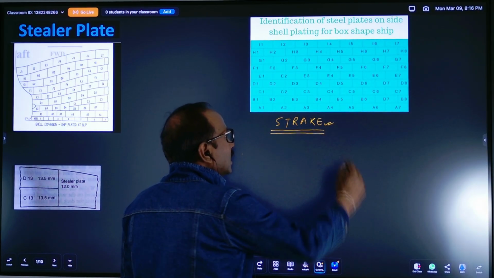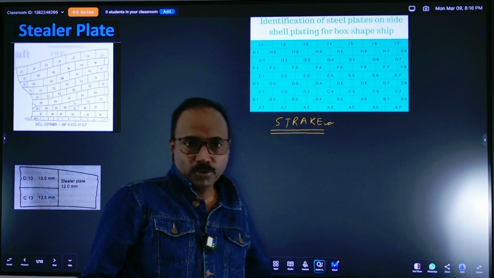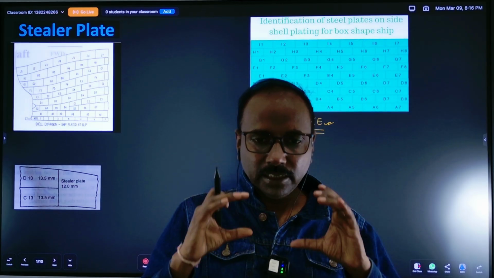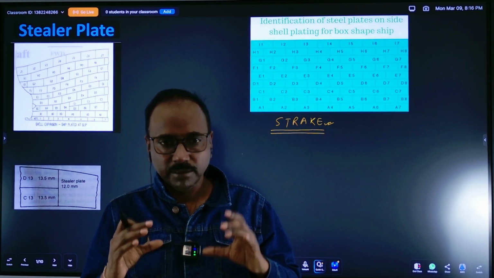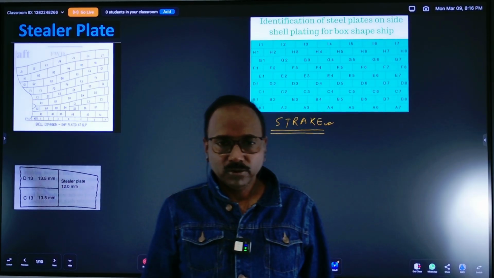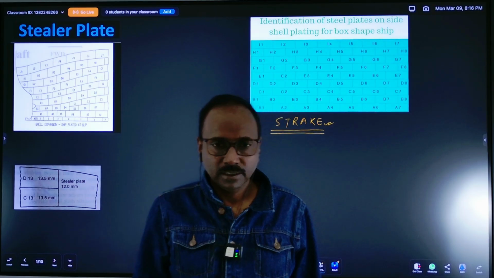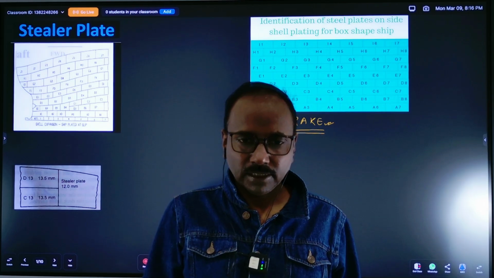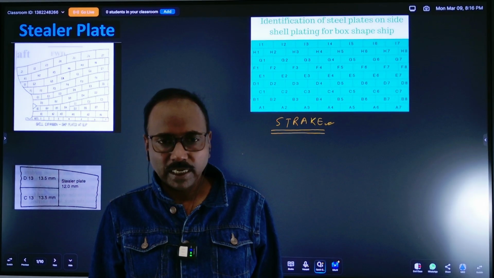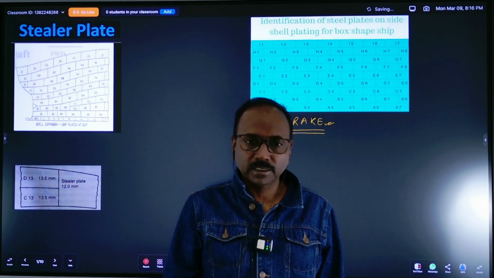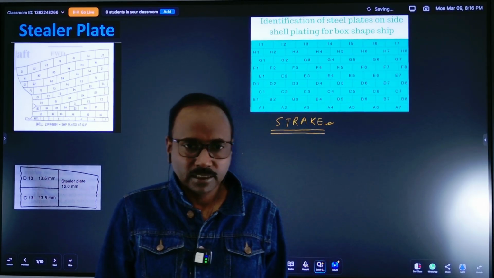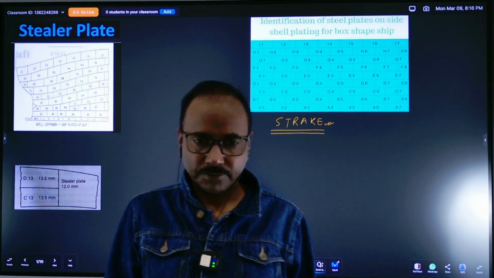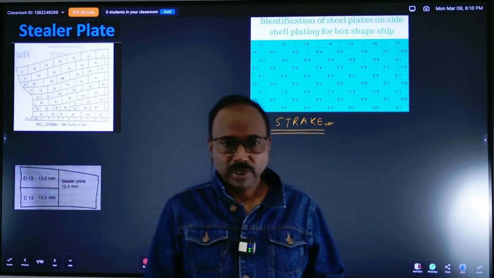So those plates which we are talking about are the strakes. Each individual plate is given the name strake. But how to name the strake so that you can identify it easily, if somebody says you go and check the A5 strake? So you should have knowledge of that.